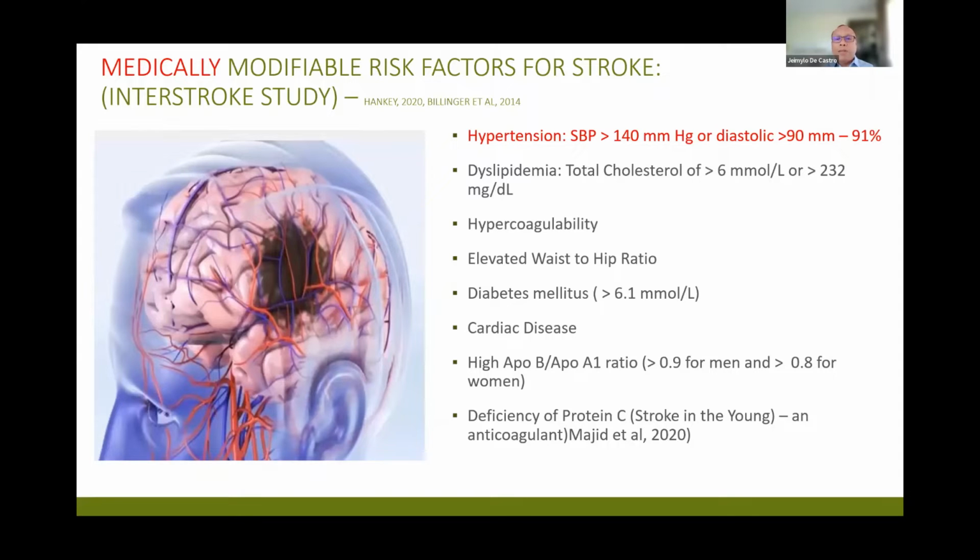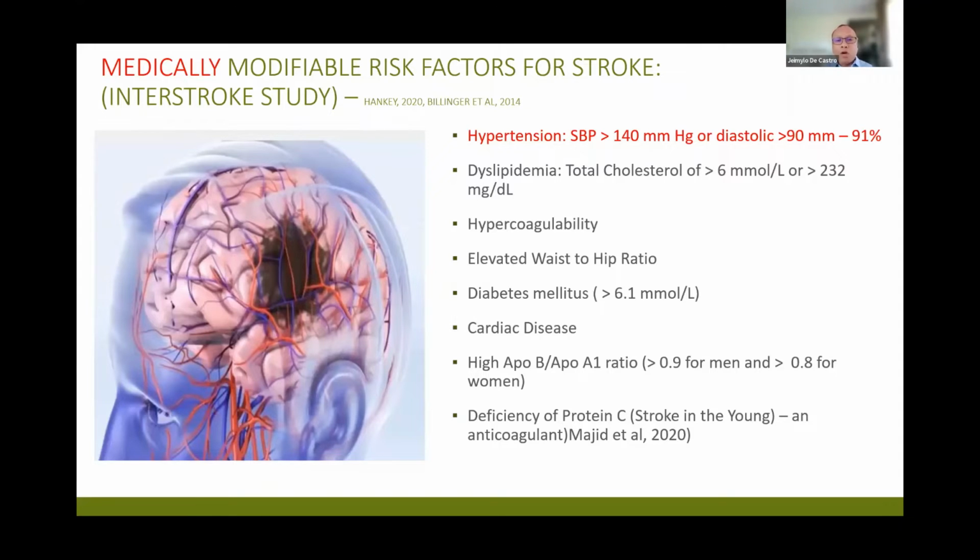And of course, dyslipidemia. As we can see from the previous chart, dyslipidemia is very, very high. So this one was studied by Hankey and Billinger, but of course, the other one was the more recent, which is saying that dyslipidemia really is the number one thing that could be causing the stroke. But in this case, in the sense that we are discussing the modifiable, dyslipidemia is also one of them, and hypertension.